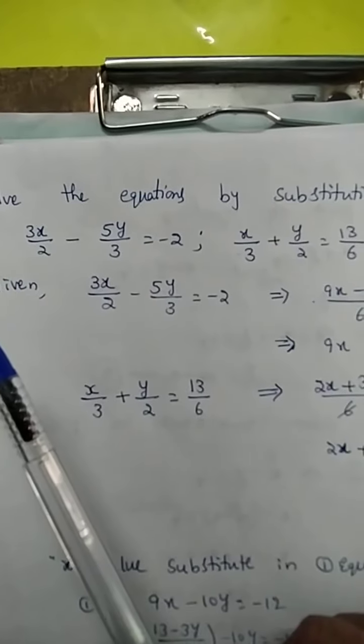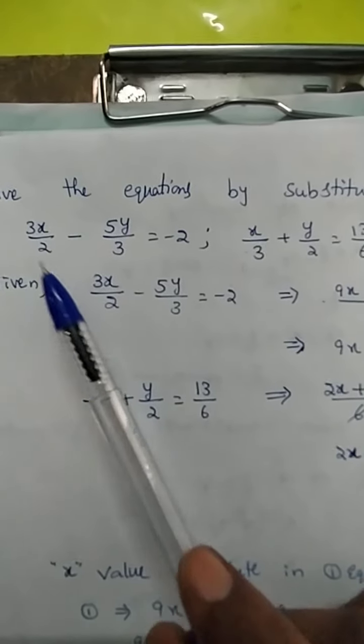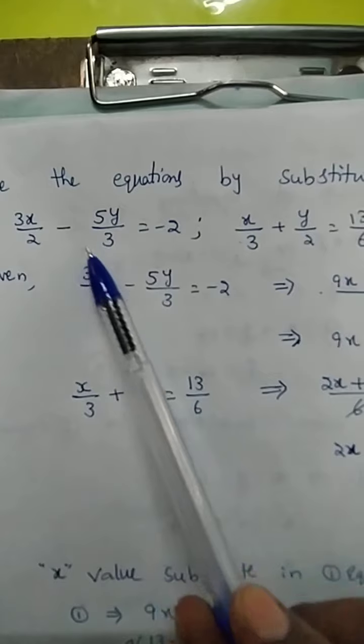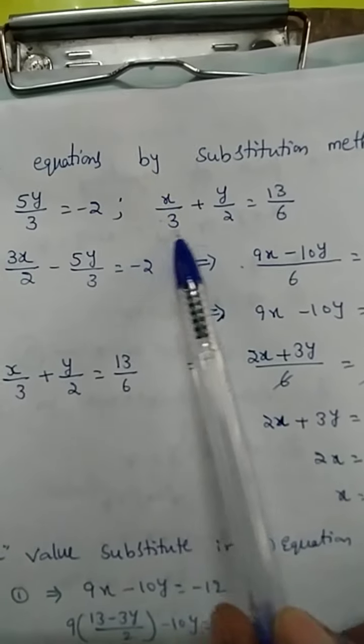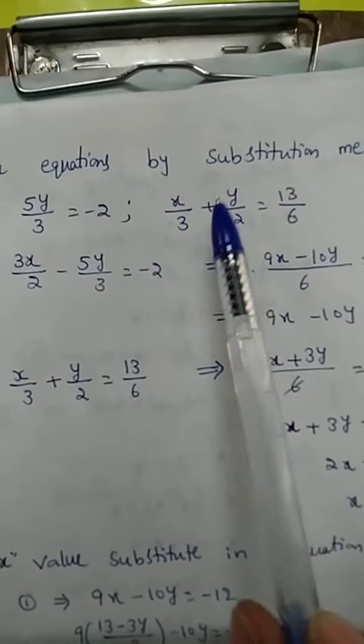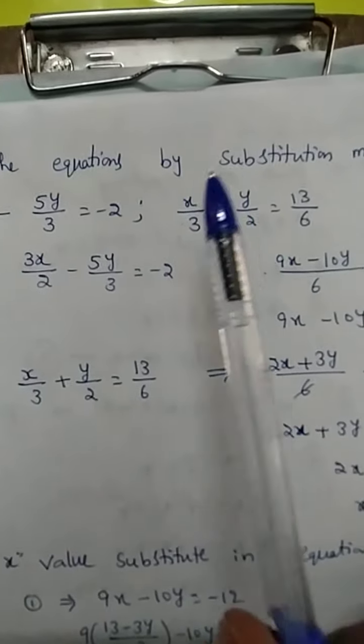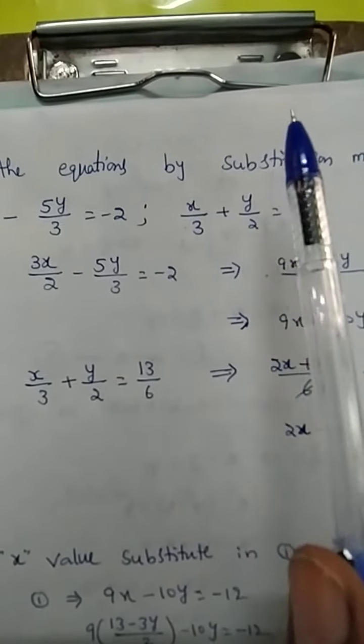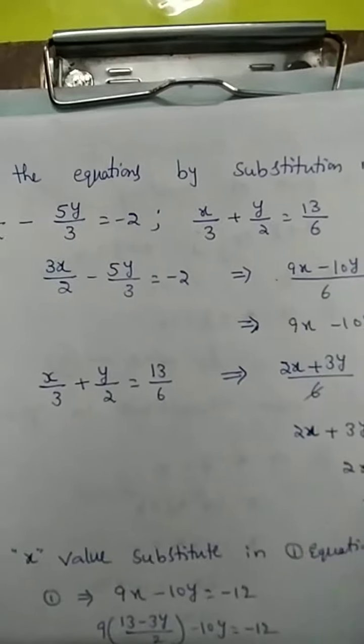Better to change it to integer form. Here, 3 by 2 is the x coefficient and minus y by 3 is the y coefficient; here the x coefficient is 1 by 3 and the y coefficient is 1 by 2. Those are in fractional, or rational, form and should be changed to integers. It is better to simplify the problem.